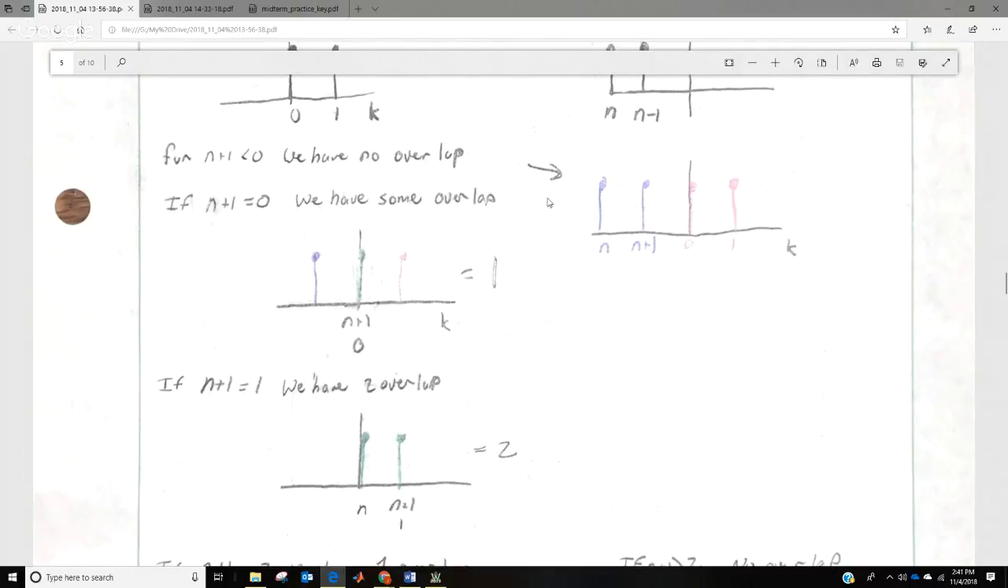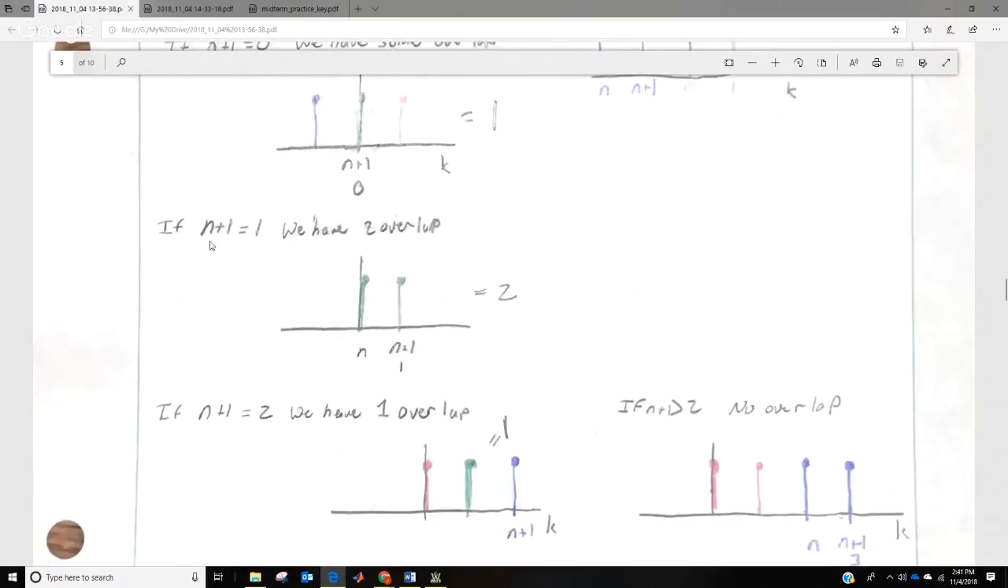When n plus 1 equals 0, you've moved this n plus 1 right here. So we have an intersection between the first term of h2 of n and the trailing term of h1 of n. So we have 1 overlap, and our answer is equal to 1.